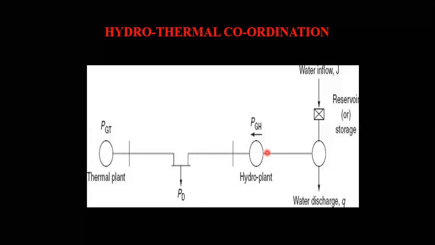But here we need to consider the constraints. What is the constraint here? Water availability. So in this case, when we are considering both the power plants at a time, meaning the coordination of hydrothermal, how to solve an optimization problem? Here, the objective function is there.